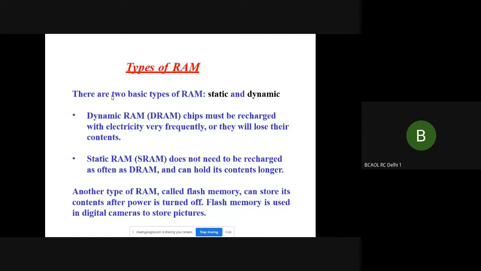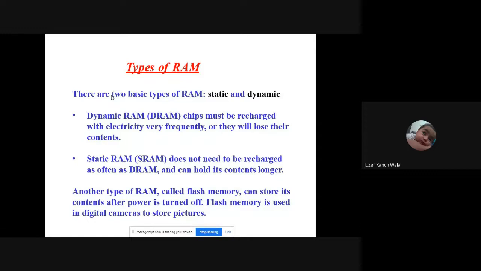But there is another type of RAM also, which you are using in your mobile phones or digital cameras. You know that? Those are known as flash memory. In your mobile phones and digital cameras, you have a flash memory. It can store its content after power is turned off. So this kind of RAM, flash memory, can store the data even after power is off. It works as a non-volatile memory, permanent memory. Do you understand?